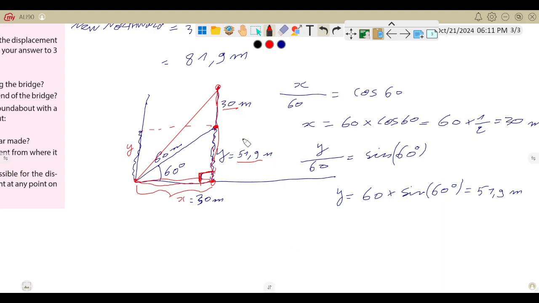Can you add these two numbers and give me the results? 30 plus 51.9. The total is just 81.9. Yeah, 81.9 meter. This side is already given as 30 meter.